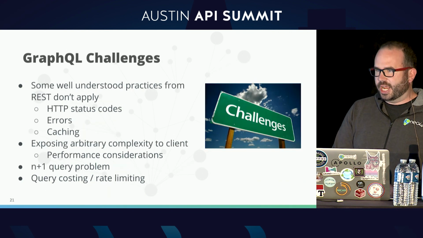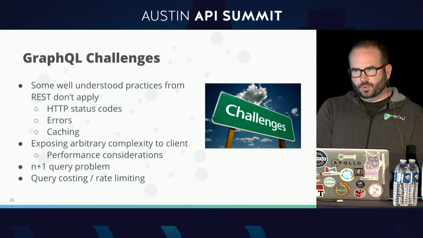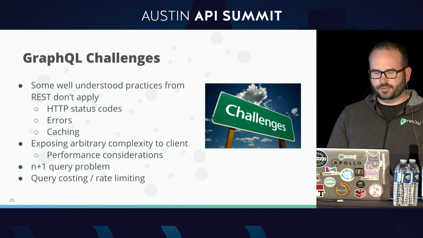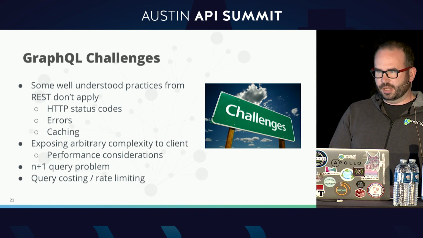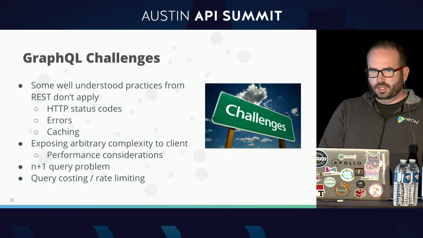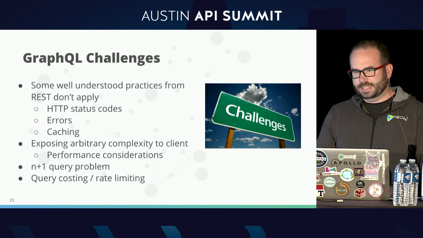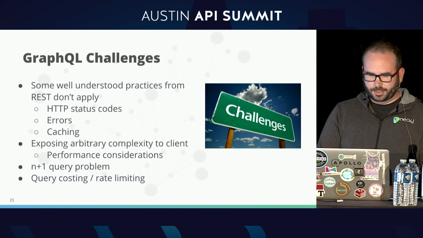What are some challenges of adopting GraphQL? Well, one main observation is that a lot of these really well understood practices from REST don't really translate or apply in the GraphQL world. So for example, HTTP status codes, well, that doesn't really apply with GraphQL because everything, even if it errors out, is going to give us a 200 OK. So error handling is a bit different. This means things like web caching doesn't quite work the same way.